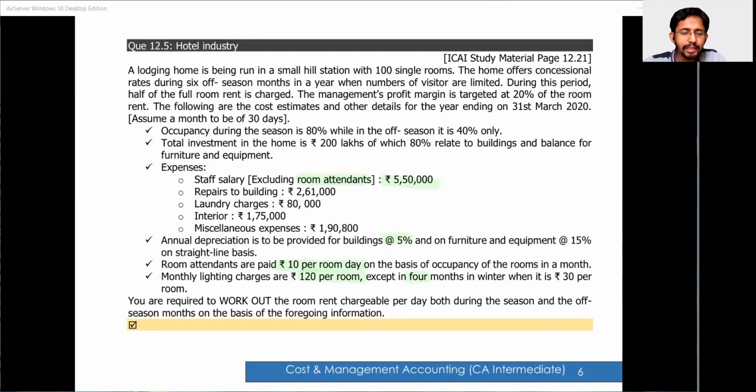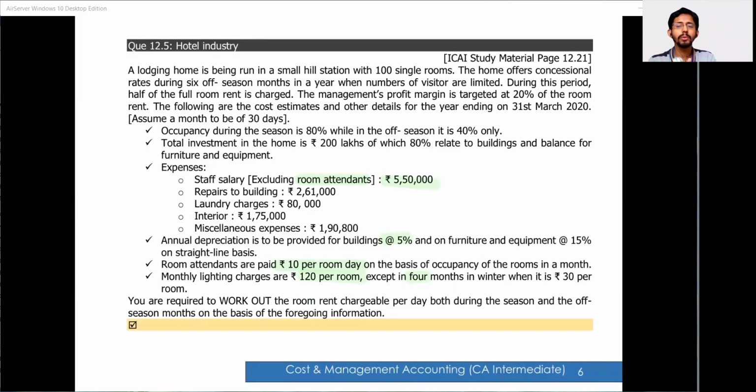So during the winter, the electricity charges or lighting charges will be less because it is winter and nobody is going to use this air conditioner or whatever. All those cooling things are not required in the winter. So in winter the electricity consumption will be very less, especially if you think of a hill station where in winter season it will be all the more cool, right? So in the winter season the electricity charges will be only 30 per room. On the remaining months it is going to be 120 per room.